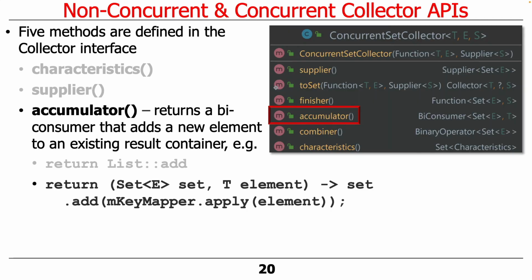For concurrent collectors, you may need to do something more interesting, and you may need to do something where you define what the accumulator will do. In this case, we're going to add an element to a set, and this will, of course, assume that this is done in a thread-safe way.